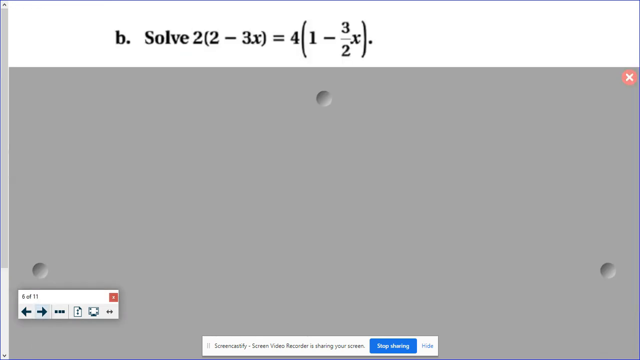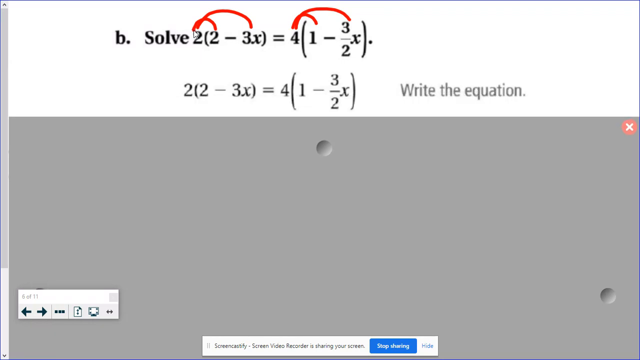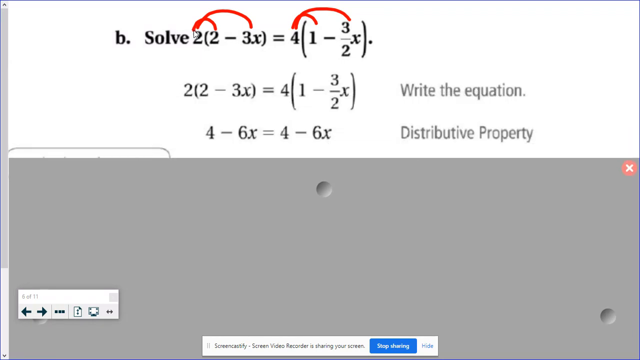All right, this time we've got a double distribution. So we're going to distribute the 2 and we'll distribute the 4. And let's see what we get. So I'm going to get 4x minus 6 and 4x minus 6. And again, when I say which variable is smaller, they're exactly the same. So they're both actually -6x.